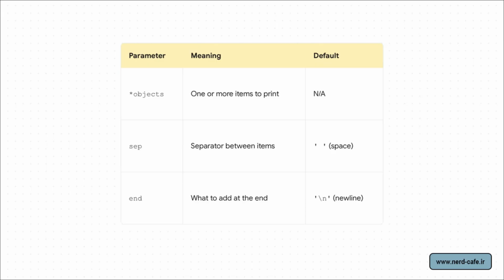Okay, so here's the secret sauce. The print function can take more than just the thing you want to print. It has these optional parameters, and the two we're going to focus on today are sep, which stands for separator, and end. By default, sep is just a space, and end is a new line character. And that's exactly why print behaves the way you're used to. But we are about to change all that.